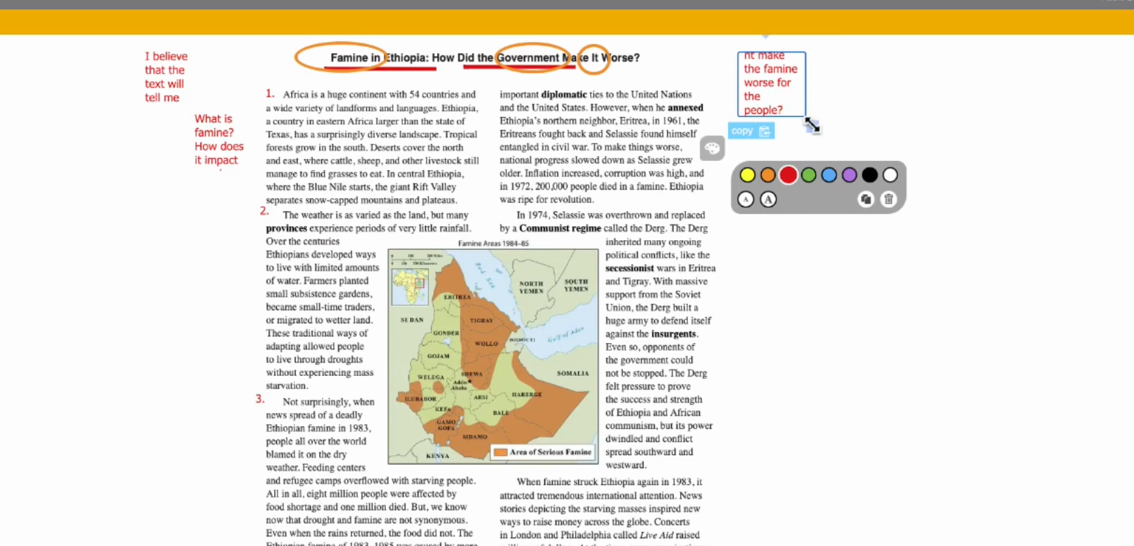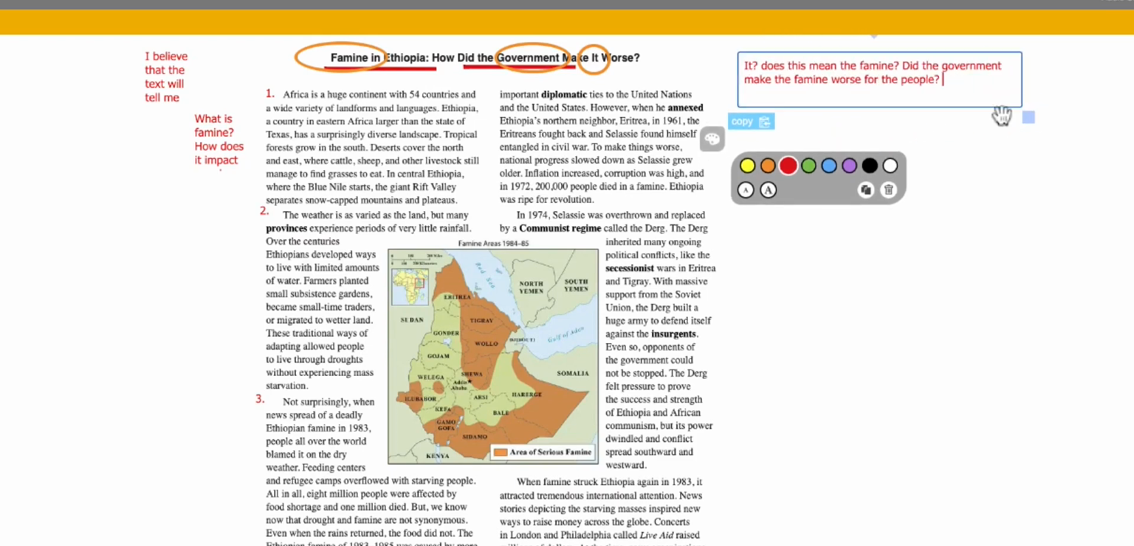And again, this is something that I think I'll learn as I read the text. And it takes me back to that how. How did the government do this if they did? And then, of course, I circled government because government, and they meaning the government of Ethiopia.